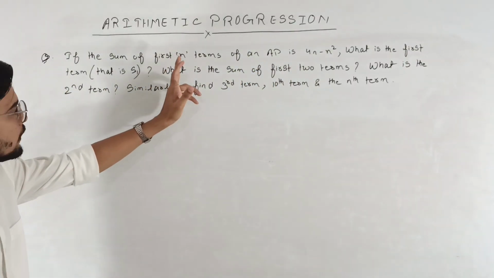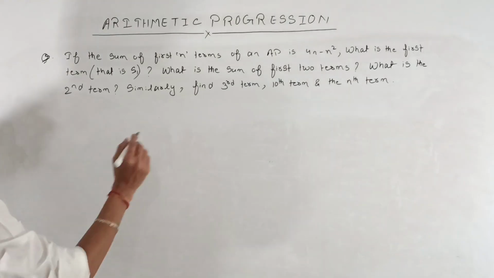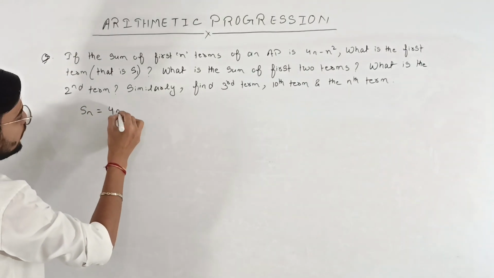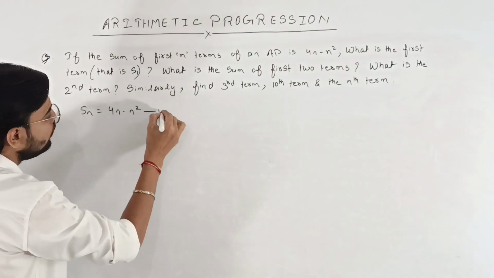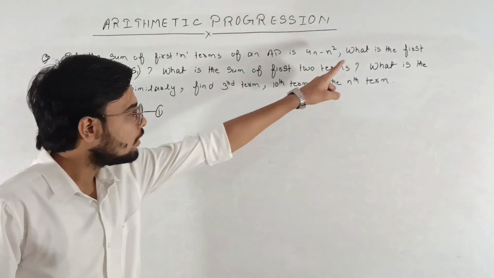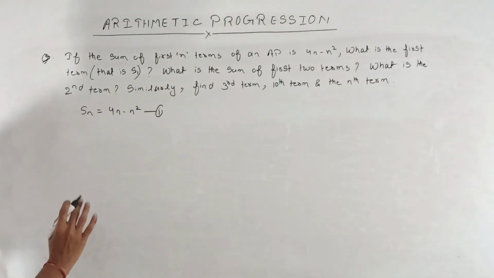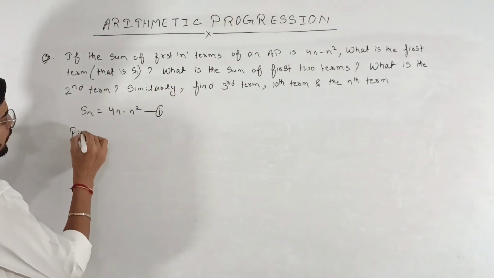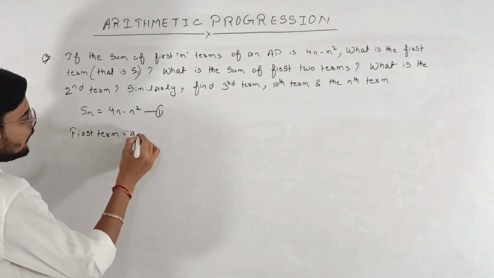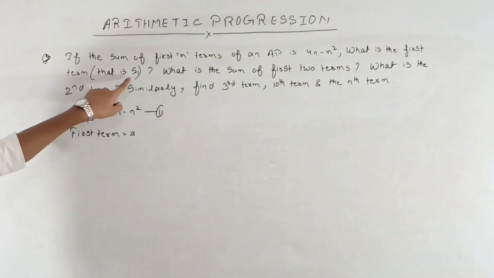It is given that the sum of first n terms is 4n minus n square. So I write it: the sum of first n terms is given as 4n minus n square. Okay, now I assume this is my equation first. Now look, what is the question asking? What is the first term? So now the first term is what? First term is A, and this first term is S1.